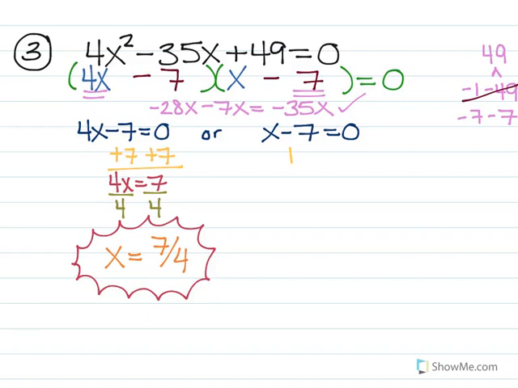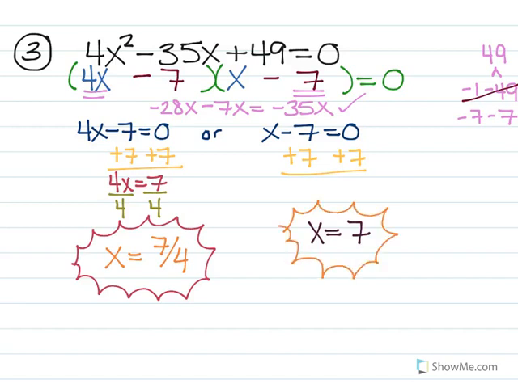The other is a simple one-step equation where I just have to add 7 to both sides, and I will end up with my x answer of +7. So there you have it. Your two final answers are x equals 7/4 or x equals 7. And that is going to conclude our notes for today.